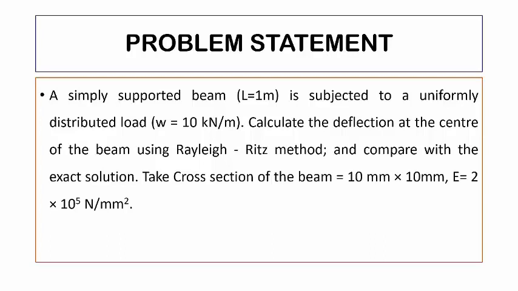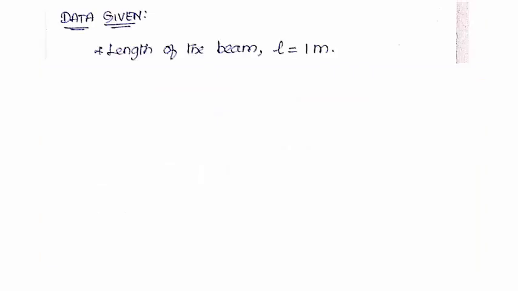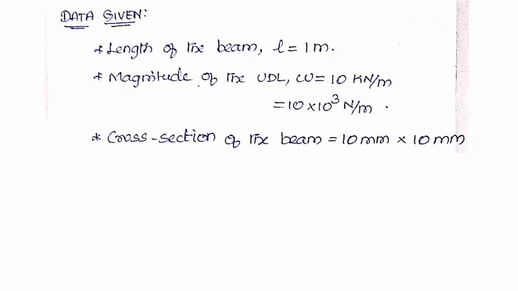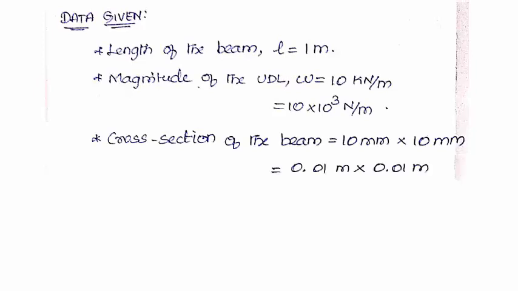Take cross section of the beam as 10 cross 10 millimeter. Young's modulus E is equal to 2 into 10 power 5 Newton per millimeter square. First we can note down the data given in the problem. The first data is the length of the beam L is equal to 1 meter. Magnitude of the uniformly distributed load is given as small w is equal to 10 kilonewton per meter, that is 10 into 10 power 3 Newton per meter. Cross section of the beam is given as 10 cross 10 millimeter square, that is 0.01 meter into 0.01 meter.